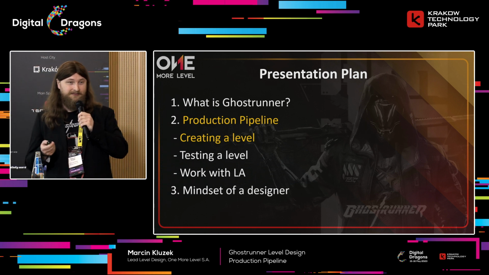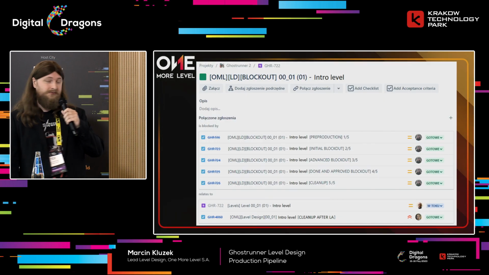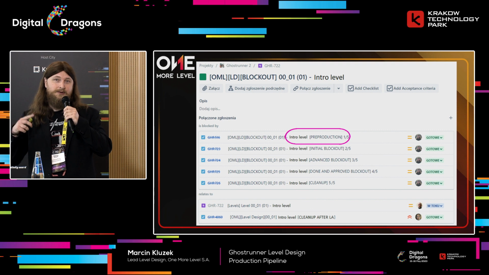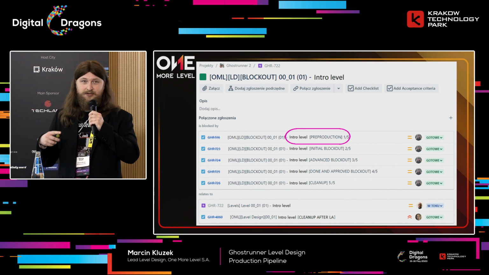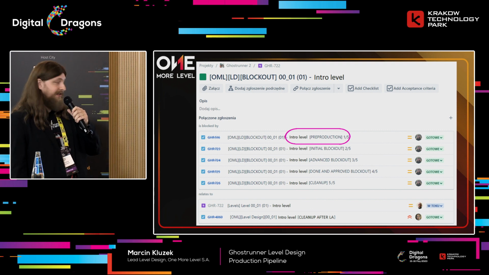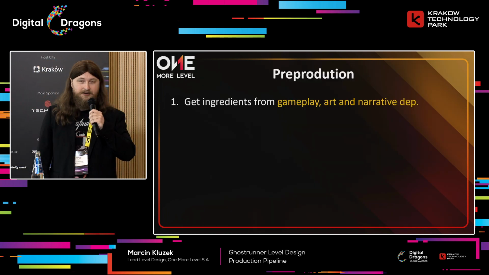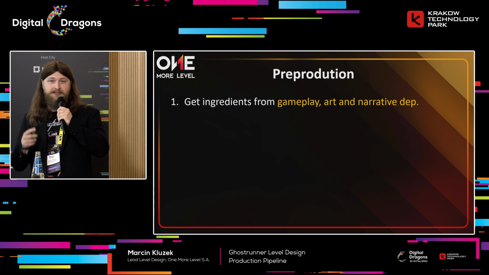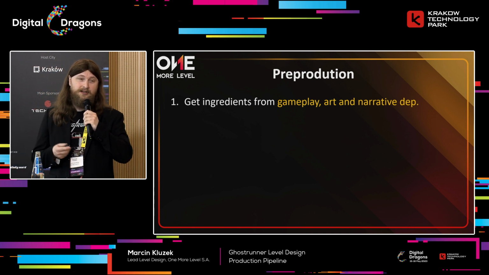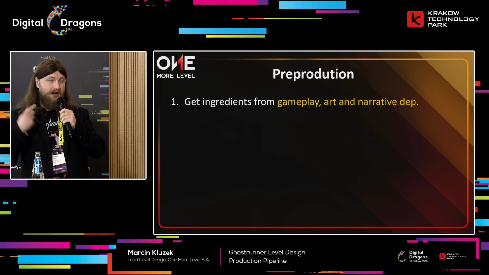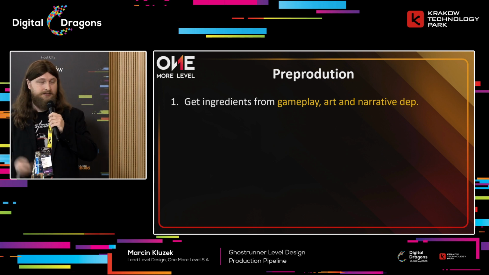How do we create a level? First of all, we have set up some tasks on Jira. Each designer has those, and there are many stages. The first stage is the pre-production. So let's talk about it. In the pre-production, we need to get all the ingredients necessary. Each designer needs to get the ingredients for all the levels: the gameplay elements, the art elements, and the story elements.